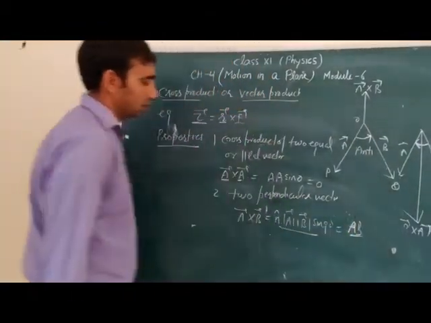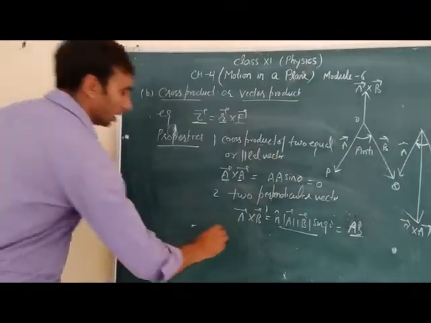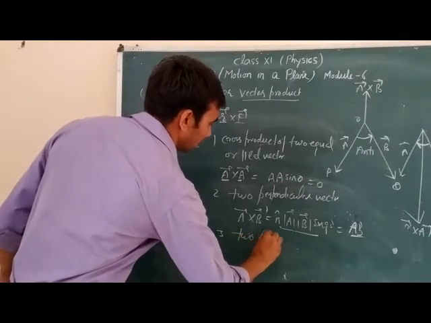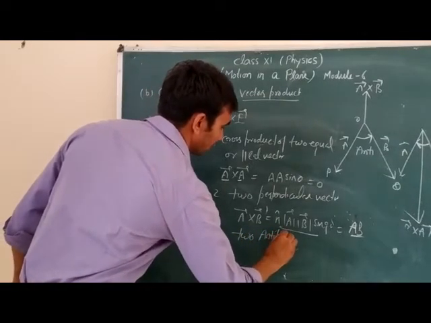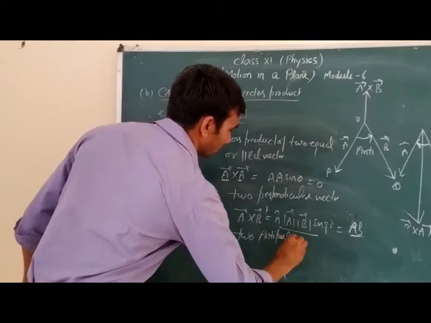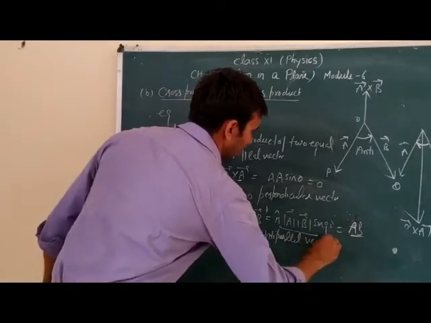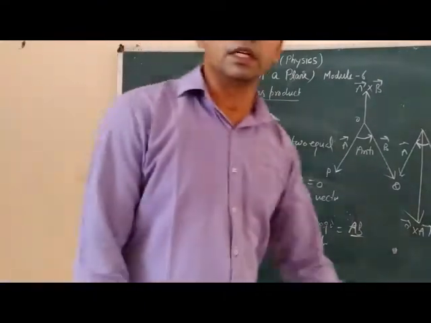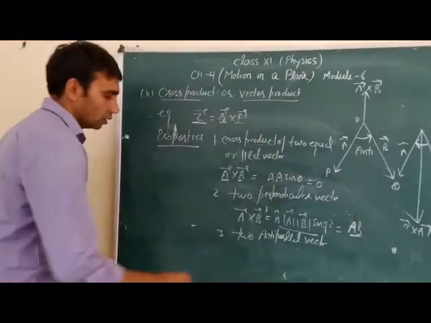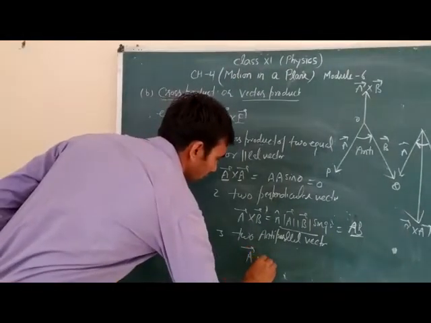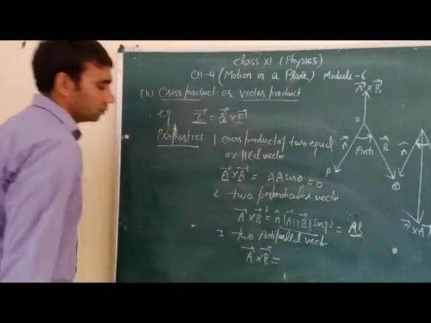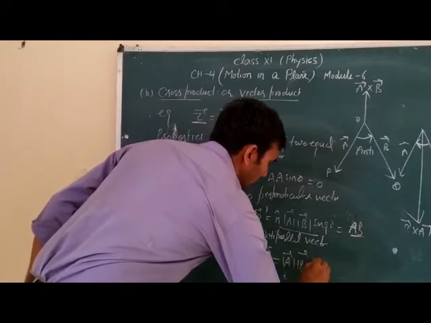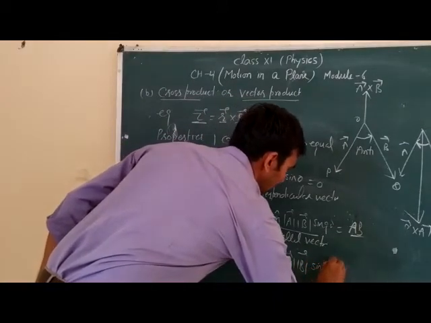Now the third property is anti-parallel vectors. Anti-parallel vectors means the angle between the two vectors is 180. Sin 180 is 0. So A cross B is equal to magnitude A, magnitude B, sin 180 degrees, that is equal to 0.